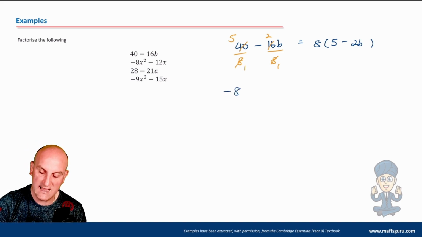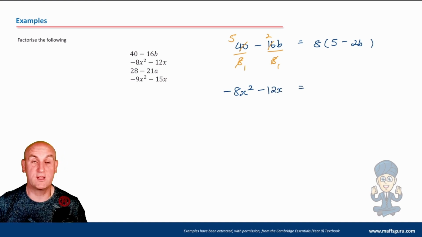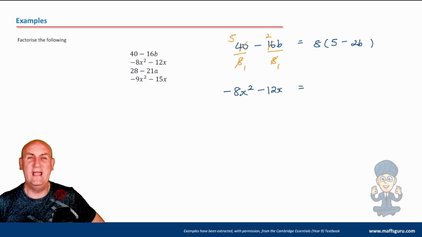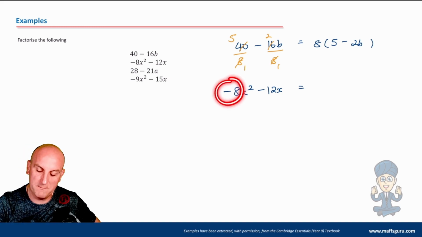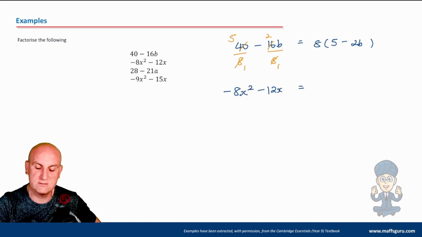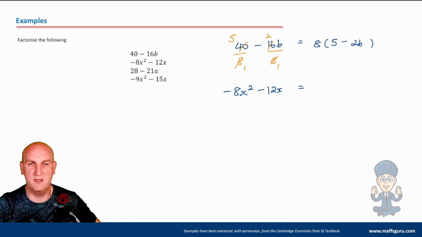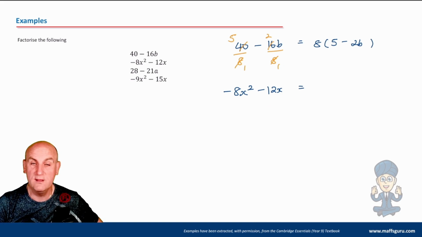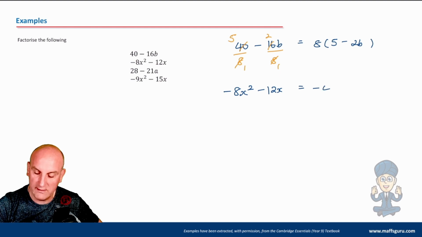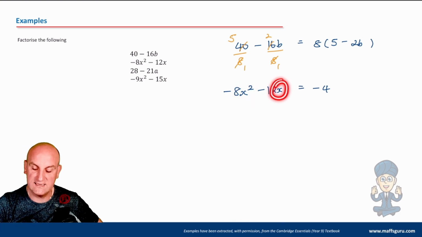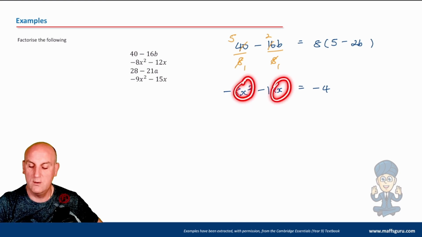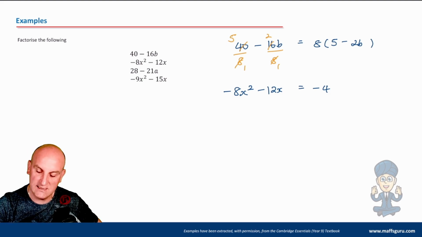Ooh, minus 8x squared minus 12x. Now we start to throw a bit of a curveball in here because we've got minus signs. Right, so let's look at the numbers first. In this situation, we've got minus 8 and minus 12. What's the highest number that goes into minus 8 and minus 12? Yep, negative 4. So I'm going to write negative 4 here. Now we look at the letters. I've got x squared, which is xx, and I've got 1x here. So I've got 2 x's here and 1 x here. So that means basically I've got an x.